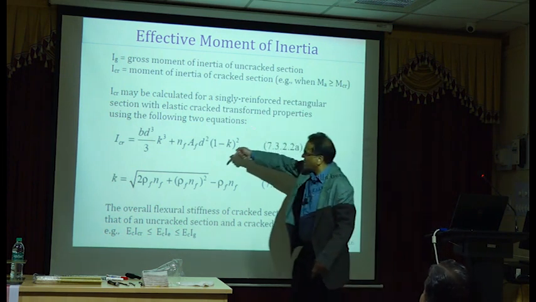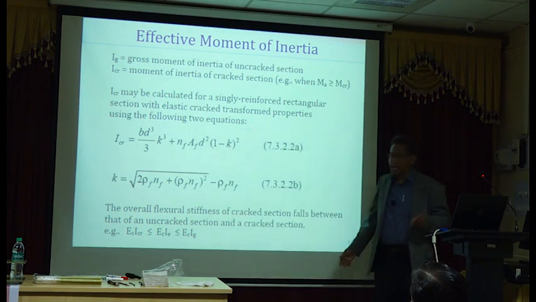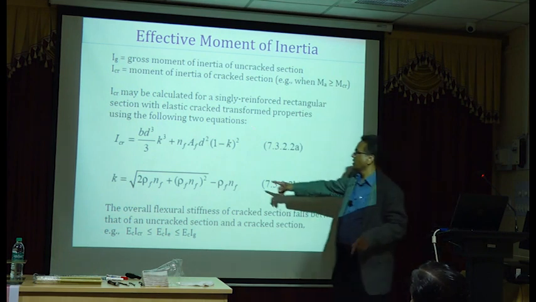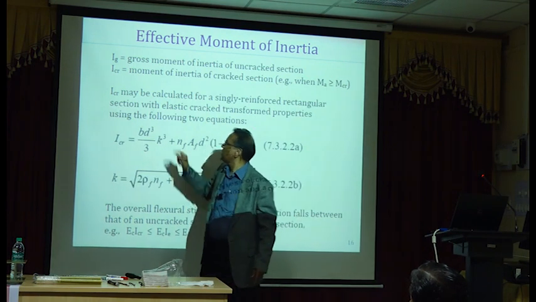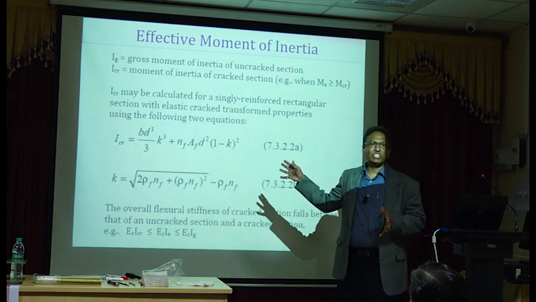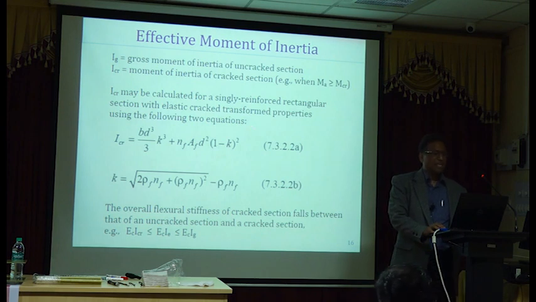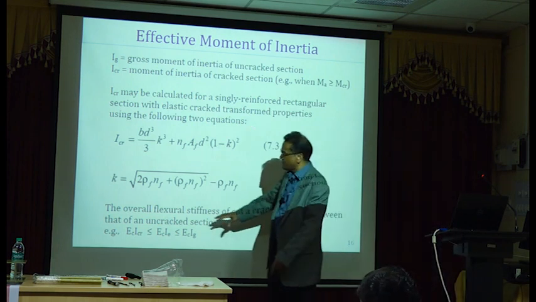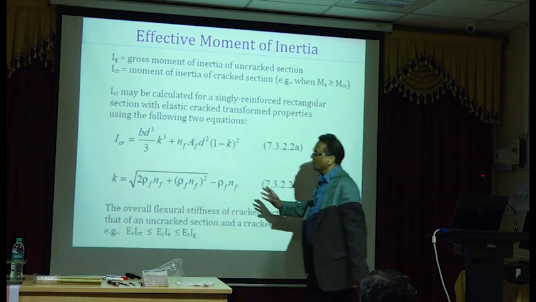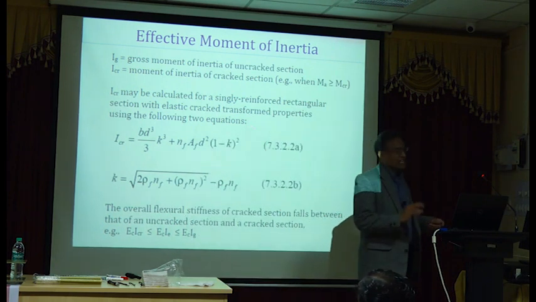So n_f is the modular ratio, plug in here, and then you get your k. Once you get your k, you can plug it in here to find I_cr. Everything is so simple, you can plug into your Excel spreadsheets and you get your numbers. It's such a simple task. And of course the stiffness due to effective moment of inertia is somewhere between the stiffness of the cracked section and the stiffness of the gross, that is uncracked, section.